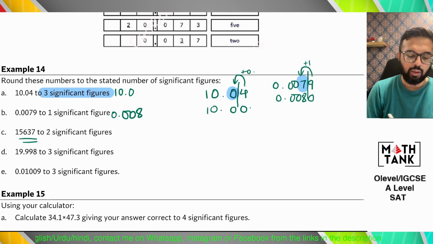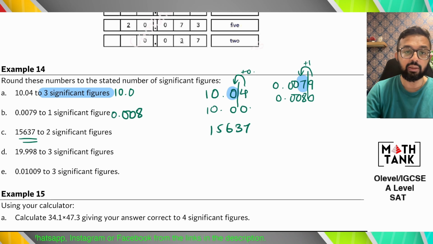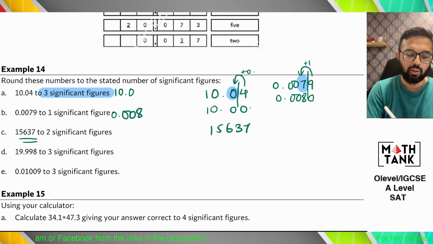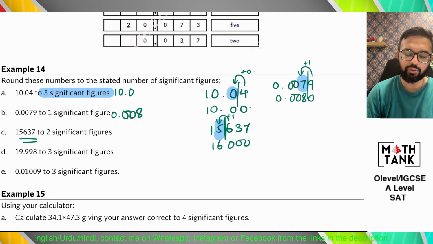I want to round this off to two significant figures, so 15,637. The two significant figures are 1 and 5. So I know I have to round off here. I draw a line, decide that this is greater than 5, so you add 1. So this becomes 16,000.